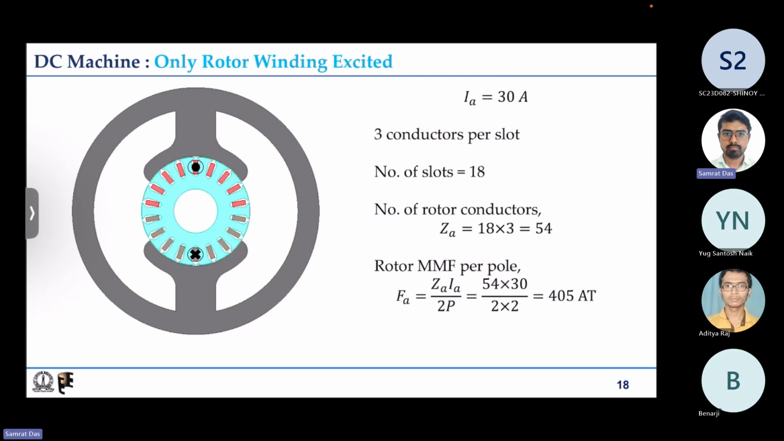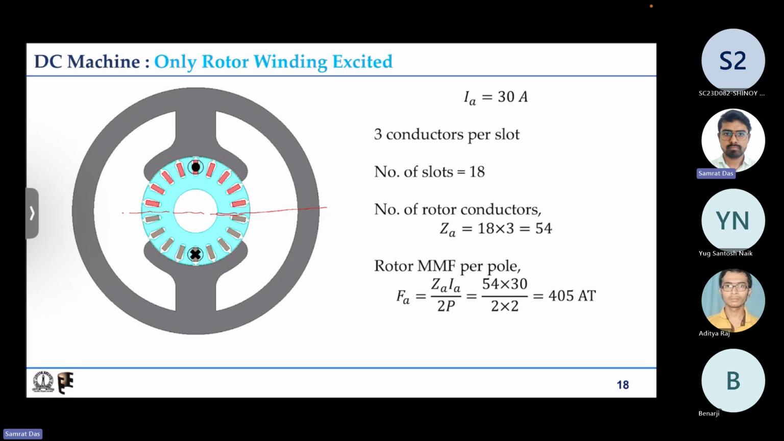Due to the action of the commutator and brush, all the conductors which are under one pole carry current of one polarity, other conductors carry current of the opposite polarity. So if these are the two poles, this is the interpolar axis. Any conductor that is above the interpolar axis carries dot current, whereas the bottom conductors carry cross current.